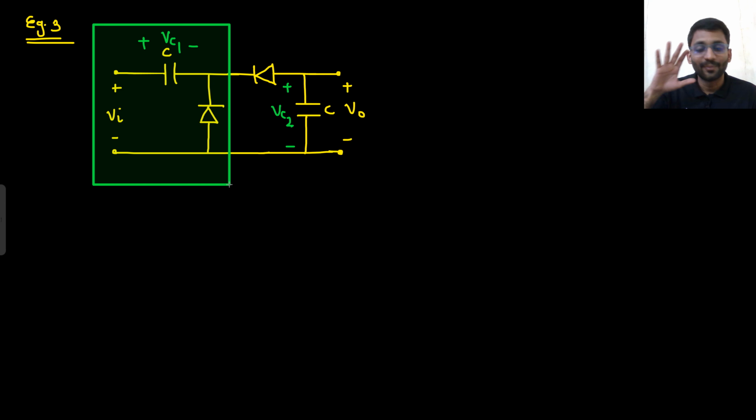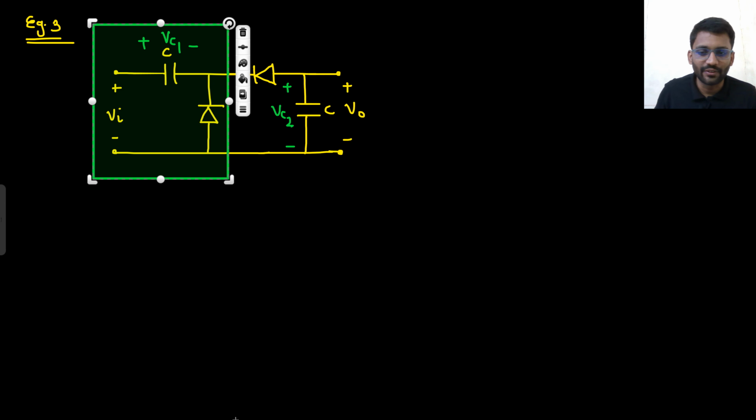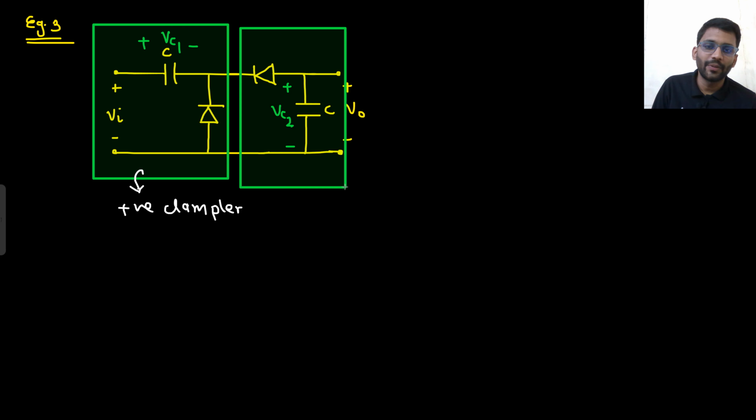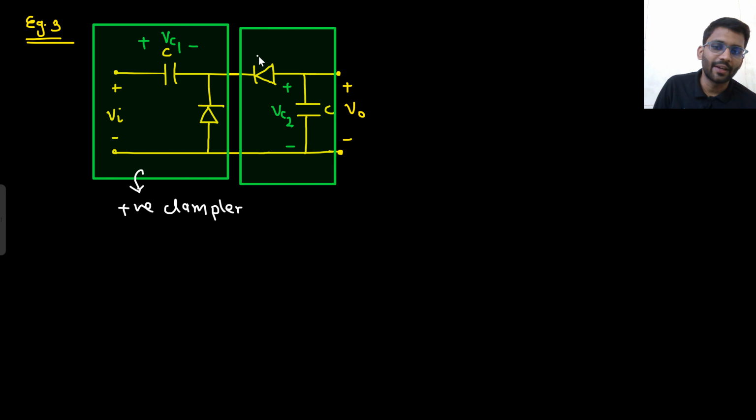Sorry, not peak detector. Positive clamper. This is positive clamper. And what about this? This is negative peak detector. This is not positive peak detector. Positive peak detector arrow is in this direction. Here the arrow is in this direction. That means it is negative peak detector.